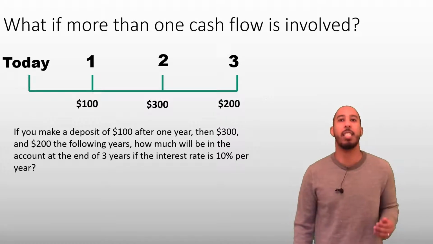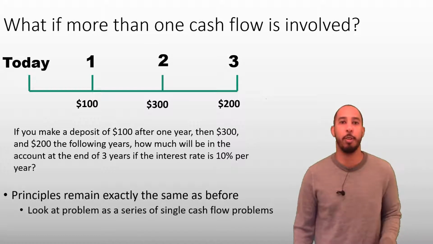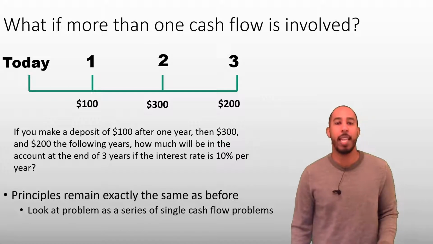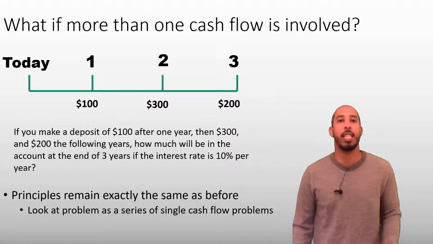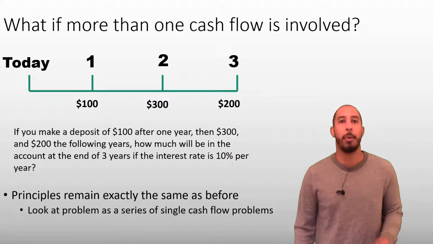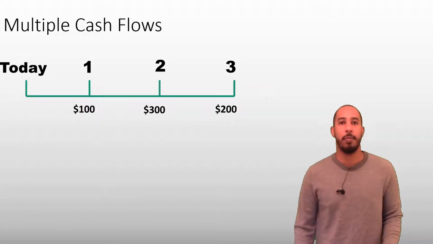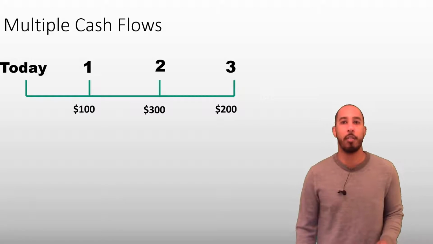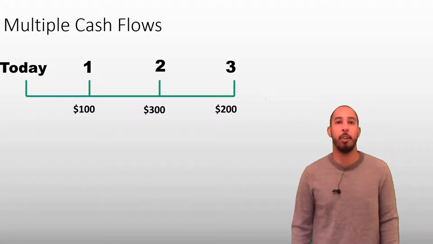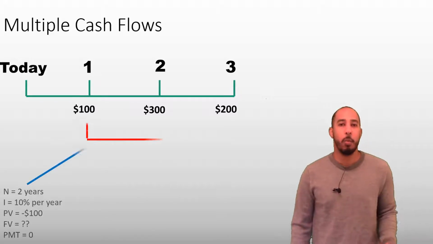Well, we can actually solve this just like we did the single cash flow scenarios. Nothing has changed in terms of the concept of what we're doing, that is moving money through time. And to handle a situation like this, we can simply use what we already know and approach this as a series of single cash flow problems. Let's deal with the initial cash flow first, the $100 that's deposited at year 1. We need to figure out what this $100 will grow to at the end of year 3. We should remember how to do that.